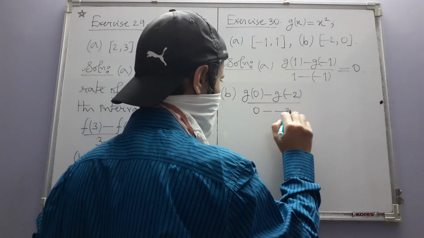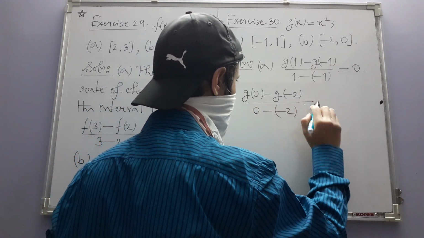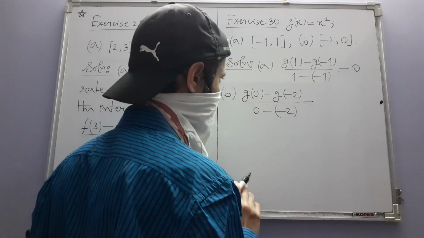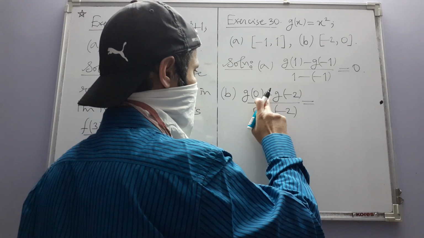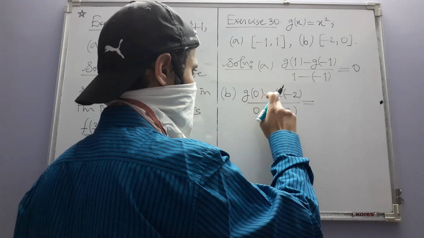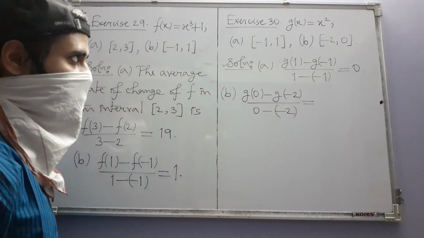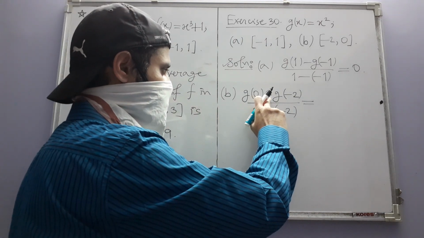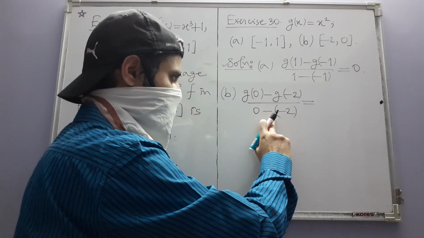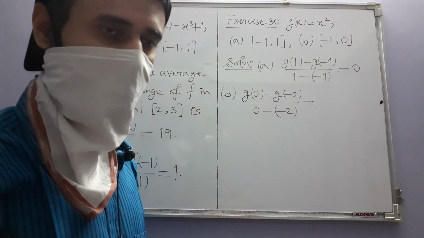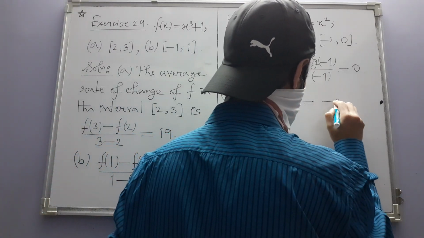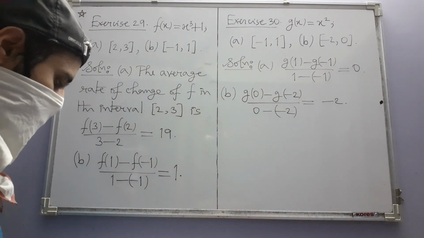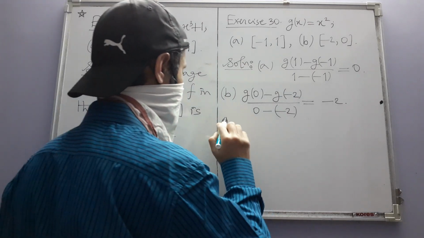0 minus minus 2. So since it's a square function, it's easy to calculate. This one, of course, will be 0. This one, g of minus 2, is the square of minus 2, 4. So minus 4 in the numerator and 2 in the denominator. That means minus 2. Yeah, of course, it's minus 2.